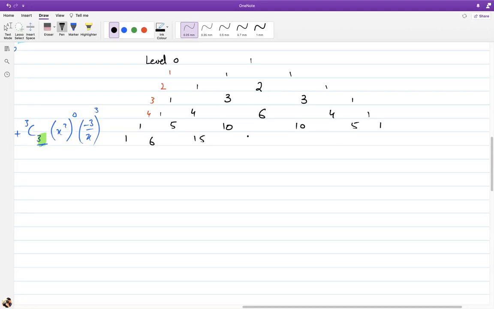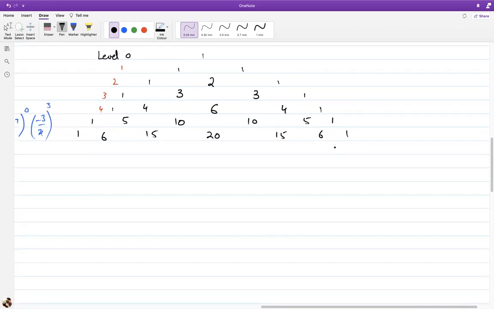5 plus 10 is 15. 10 plus 10 is 20. 10 plus 5 is 15. 5 plus 1 is 6. And here 1 will come. So no matter what level you go down to, you can keep on going down to level 100 or level 71 or whatever you want. You can just keep on doing this. Add the numbers, find the next number in the middle.